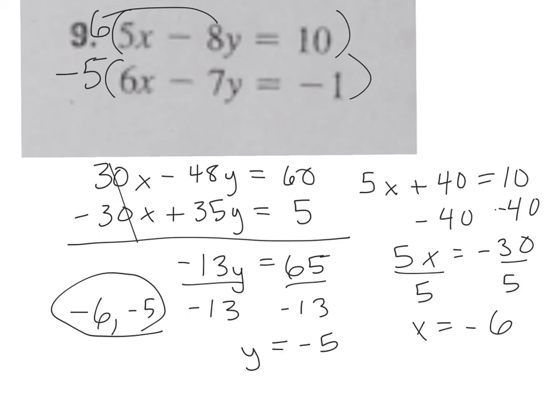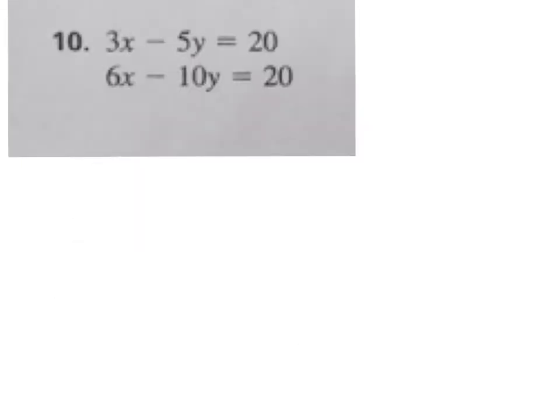Well, let's take a look at number 10. Number 10. I'm looking at this equation. I got a 3x here. I got a 6x there. Here I've got negative 5, negative 10y. So I think what I'm going to do is multiply maybe the top by negative 2. Multiply by negative 2, that would give me negative 6x, positive 10y, equals negative 40.